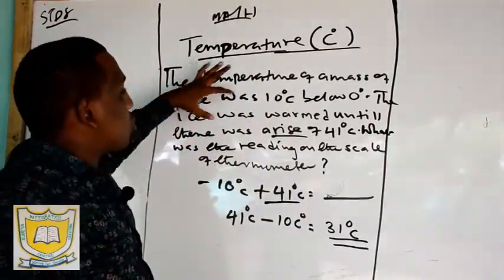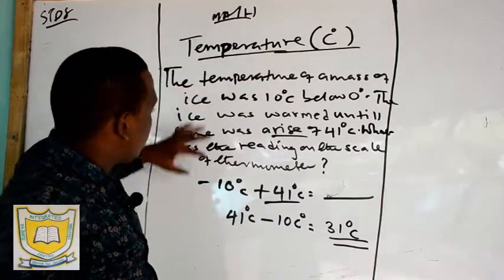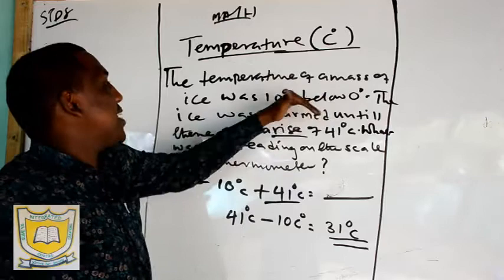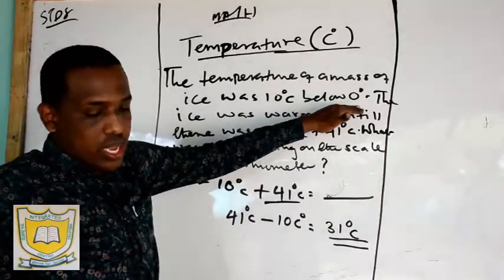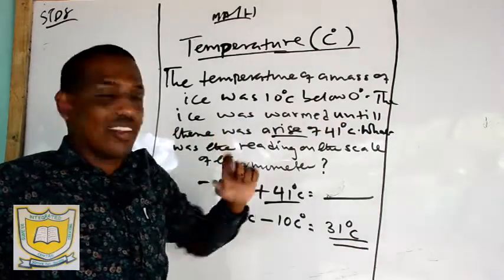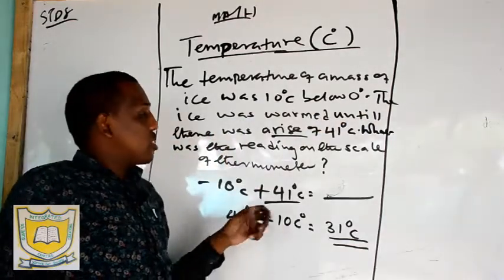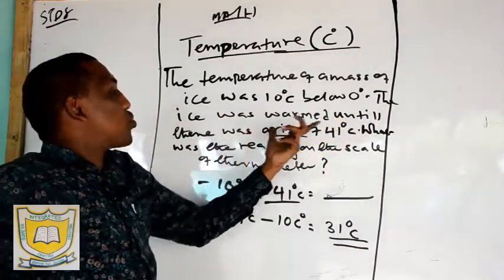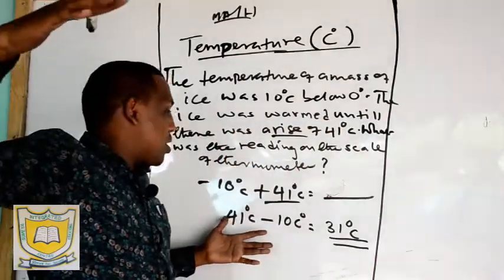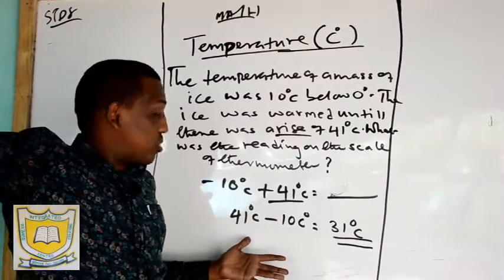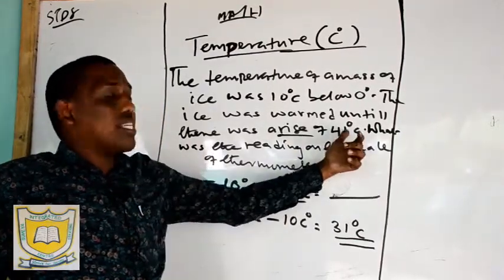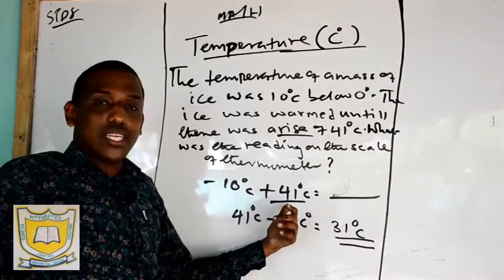I'm repeating, you are told the temperature of the ice was 10 degrees Celsius below the 0 mark, below 0 degrees Celsius, that is negative. So it is negative 10. Now the ice was warmed until there was a rise. Since there was a rise, it means plus. We don't subtract. Rise we add. So that is plus 41 degrees Celsius.